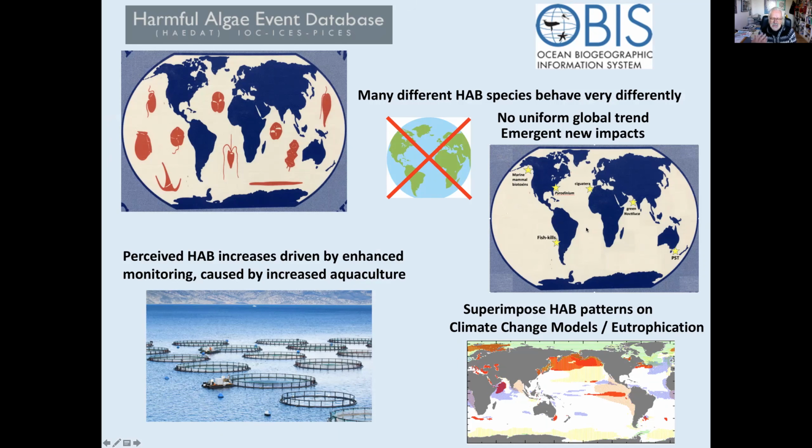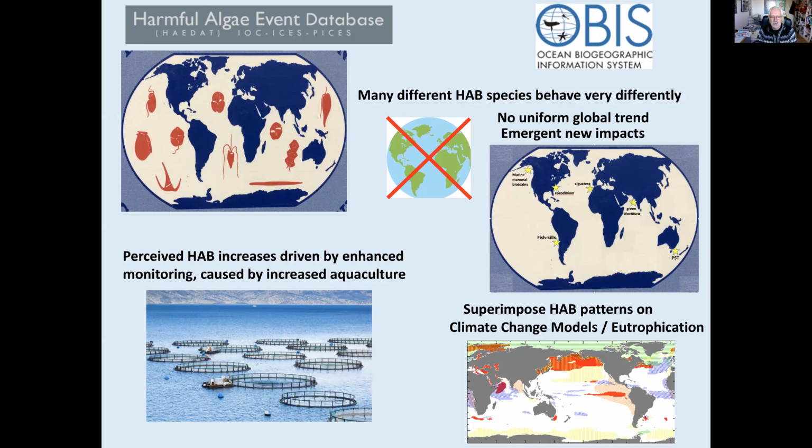And again, some of these new phenomena really attract a lot of media attention. And those factors, increased monitoring, increased aquaculture, and the media attention for a number of new emergent impacts, really drive this perceived global increase in HABs.